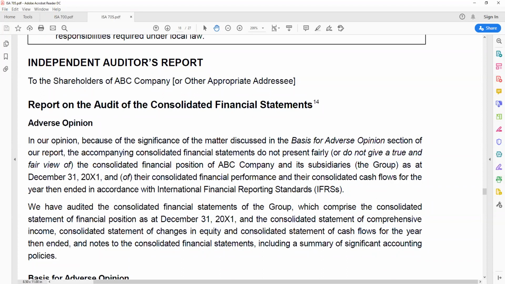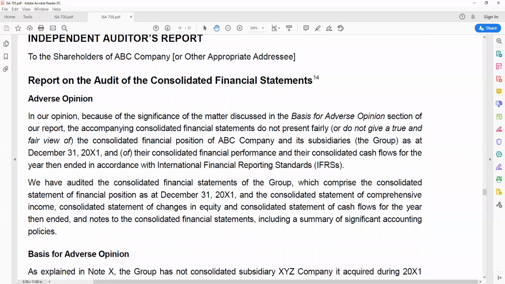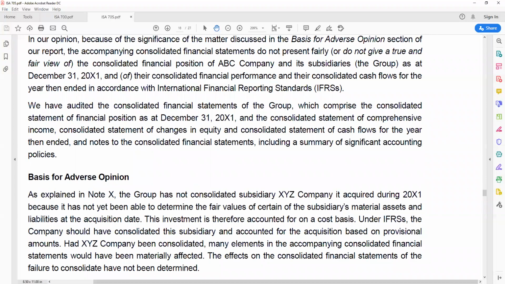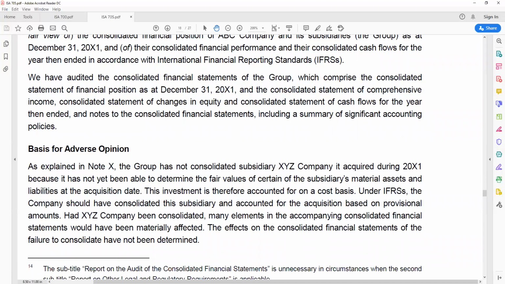Just to go through what could have made this auditor give an adverse opinion. Let's go through the basis for the opinion. As explained in note X, the group has not consolidated a subsidiary, X, a company it acquired during the year 2021, because it has not yet been able to determine the fair value of certain of the subsidiary's material assets and liabilities at the acquisition date.